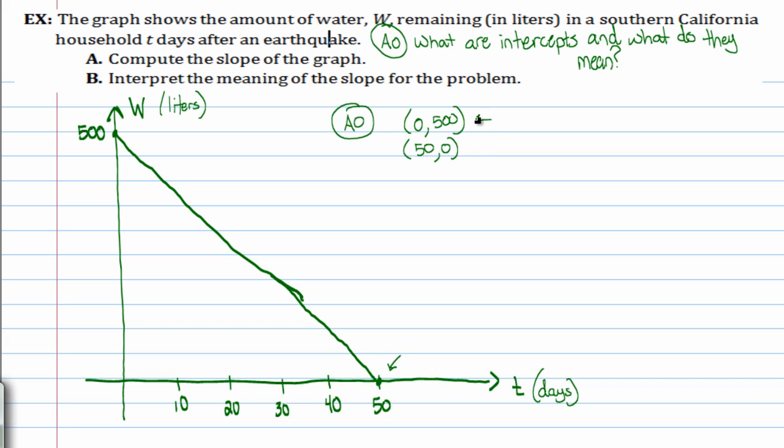But what is the meaning of these intercepts? Well, that first intercept right there at T equals 0, 500 means that, well, on the day that the earthquake struck, they had 500 liters of water. So day 0, they had 500 liters of water. It might be a family or something like that. I'm just going to abbreviate water there. And the second intercept, the horizontal intercept, which occurs at 50, 0, means that in 50 days, they'll have no water.